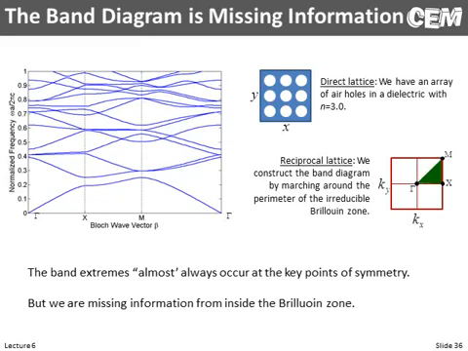But it's said somewhere that the band extremes almost always occur at the key points of symmetry. So if we're just looking at band gaps and things like that, it's a pretty good thing to do just to hit those key points of symmetry and everywhere in between. However, we are missing information, and there's always that small chance that we're missing something interesting. Maybe there is even a band extreme off of the Brillouin zone. One of these days I'm going to look up a case where that is true, and I'll share that.